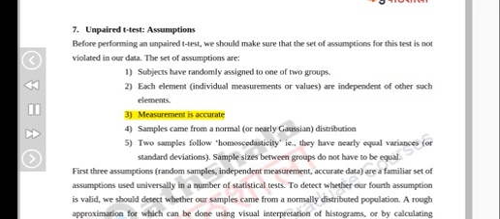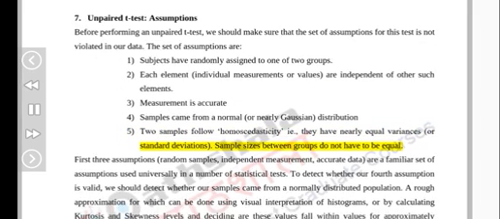3. Measurement is accurate. 4. Samples came from a normal or nearly Gaussian distribution. 5. Two samples follow homoscedasticity, i.e., they have nearly equal variances or standard deviations. Sample sizes between groups do not have to be equal.